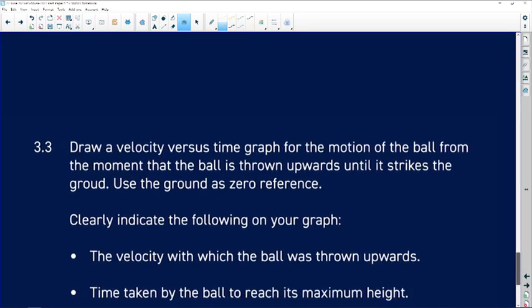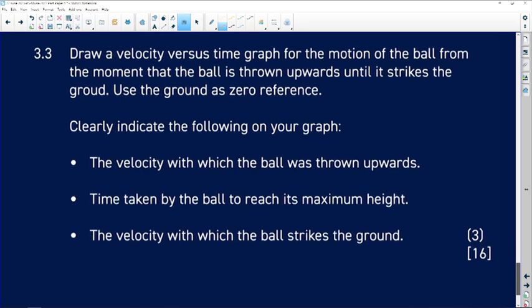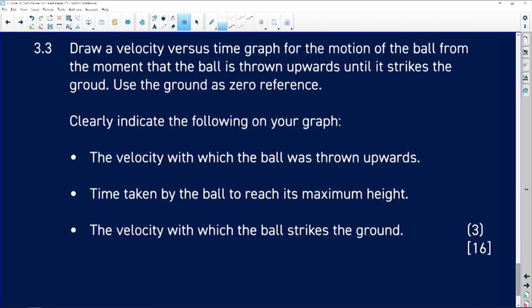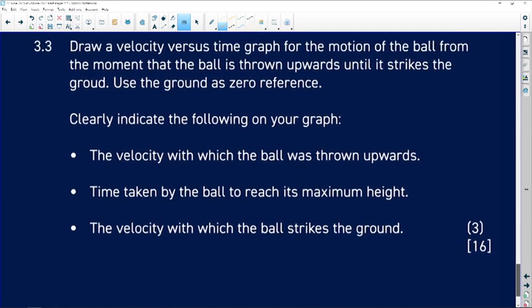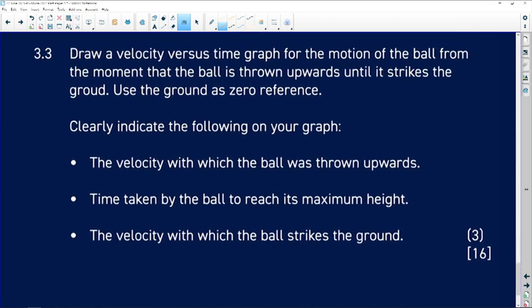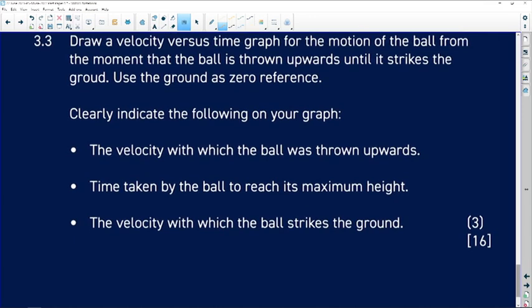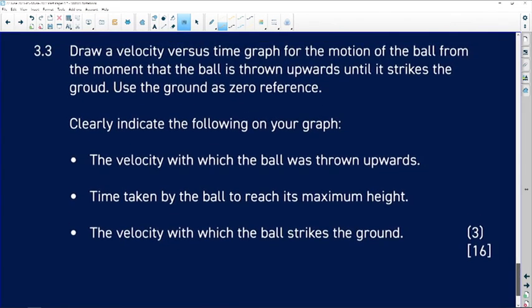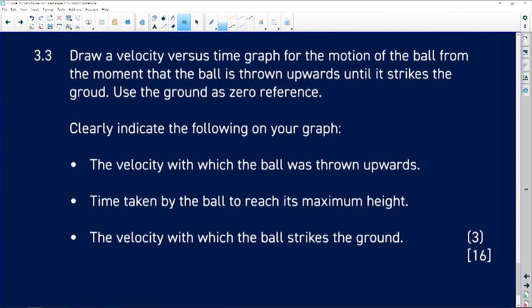Let us go to our last question, which is 3.3. With 3.3, what we are tasked to do here, we have to draw a velocity versus time graph. But we must be careful here. We have to look at what we are asked, because we don't have to just draw for the entire motion. They will clearly indicate what we are supposed to draw. So let's go through this question.